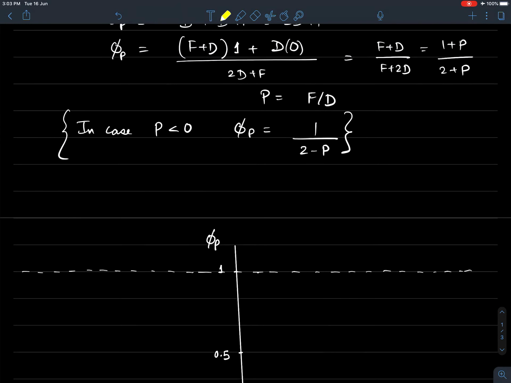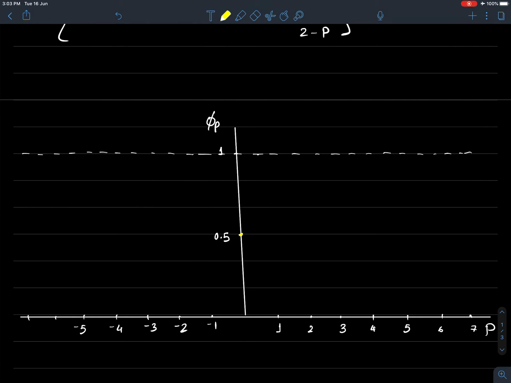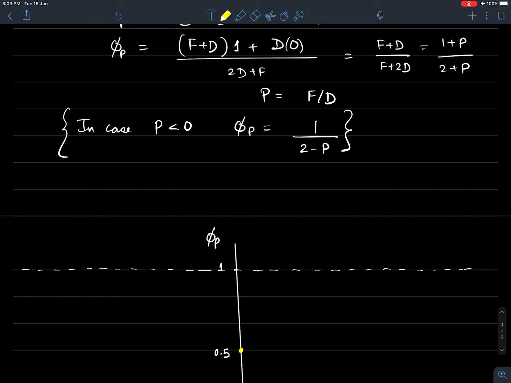When P is 0, you can easily see phi P is 1 by 2, so it's 0.5. That is the value when P is 0. Then when P increases, phi P will increase. This may not be very clear, but you could write this as 2 plus P minus 1 by 2 plus P, which becomes 1 minus 1 by 2 plus P. So clearly if P increases, 2 plus P will increase, so 1 by 2 plus P will decrease, and so 1 minus 1 by 2 plus P will increase, so phi P will increase.